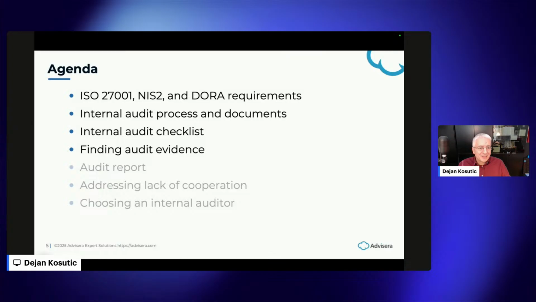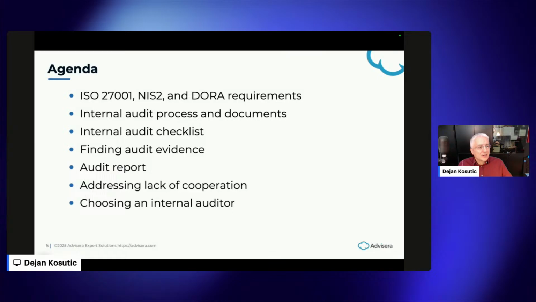I'll also explain these techniques for finding evidence during the audit. I'll also explain how the audit report needs to be created and what is part of the audit report. And how to address this lack of cooperation. So when you see that the senior management or other employees in the company are not really cooperating and they don't care about internal audit, what to do in these kinds of cases. And finally, how to choose an internal auditor.